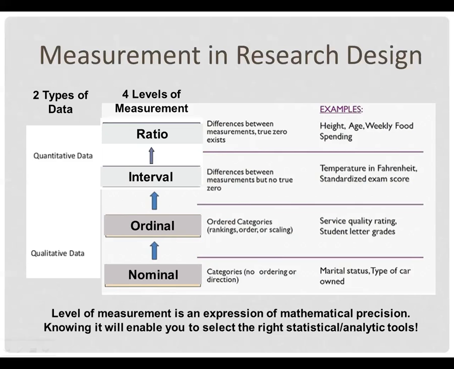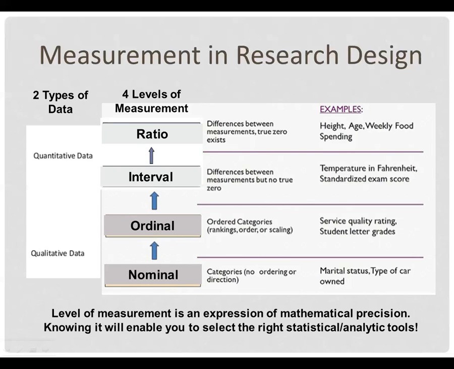And so quantitative data can be either ratio or interval. It has a true 0 or it doesn't have a true 0. Ordinal data can be looked at as qualitative or quantitative, but usually people use it as quantitative if it's some kind of ranking or order or scale, or like a letter grade.